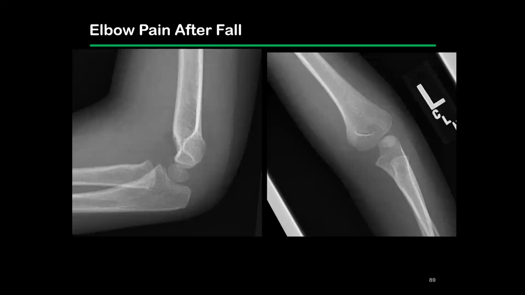So when we look especially closely, we can see that there's a little fracture line through here and through this proximal humerus. This is called a supracondylar fracture, and it's the most common elbow fracture in children.